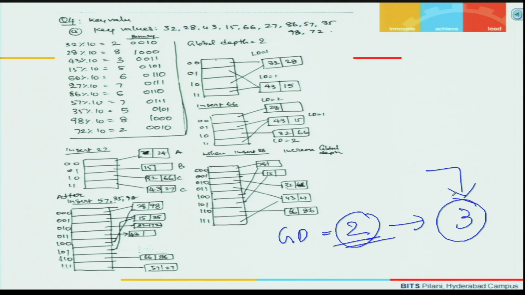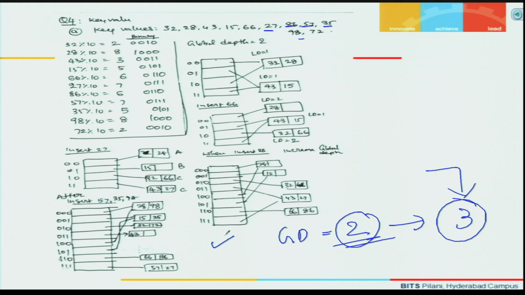This is called extendable hashing, and of course you can also try with the insertion of other records with the key values 86, 57, 35, 98 and 72. The appropriate structures which represent the shape of the scheme, or which give you some idea about how this is dynamically changing, are given in this diagram. You can have a look at this and then understand the concepts behind this extendable hashing technique.